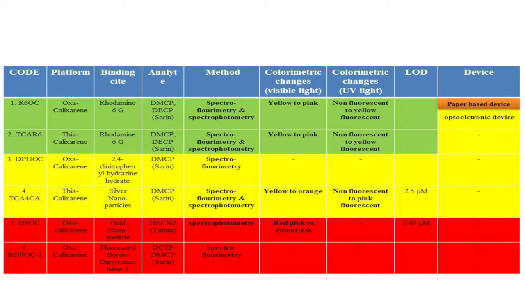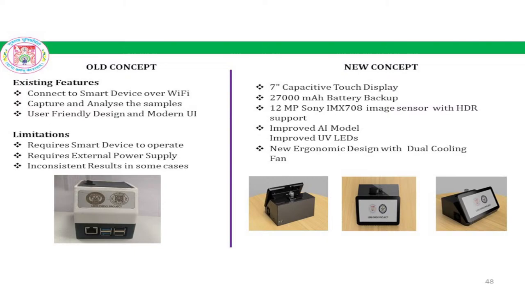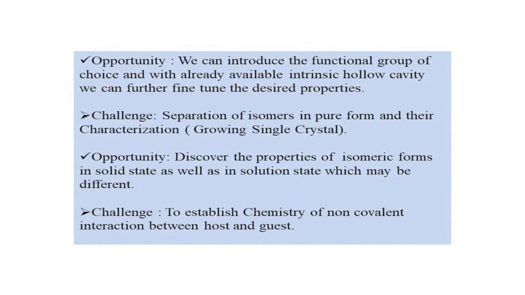Now the opportunity. This is the half part. This is the opportunity: we can introduce the functional group of our choice with the already available intrinsic hollow cavity, and we can further fine-tune with the desired properties. This is what we can do with this Calyx platform.